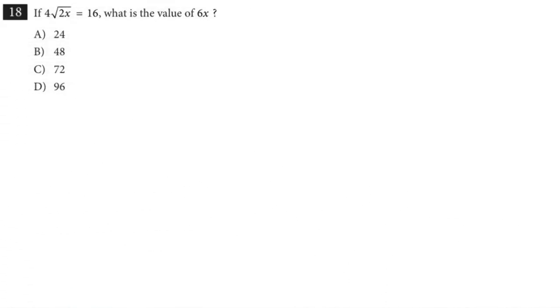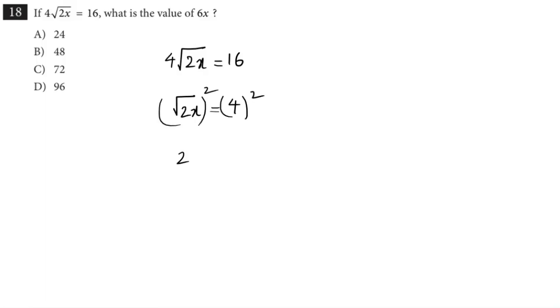Question 18. If 4 times the square root of 2x equals 16, what is the value of 6x? Let's just solve this first. Divide both sides by 4: 16 divided by 4 is 4. Square both sides in order to get x first. So 2x is 16, so x is 8. So 6 times 8 is 48. B is the correct answer.